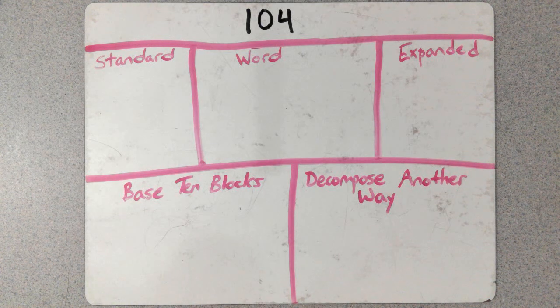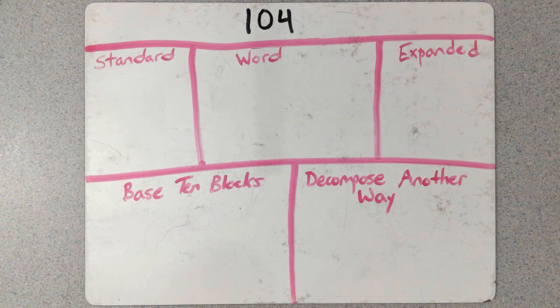Hi, it's Miss Dockan. I did want to show another way to represent numbers in all 5 ways. I wanted to use another example with a 3-digit number as well as a 0 in one of the place values to show how that would work for expanded form as well as our base 10 blocks and how it could be decomposed in another way.